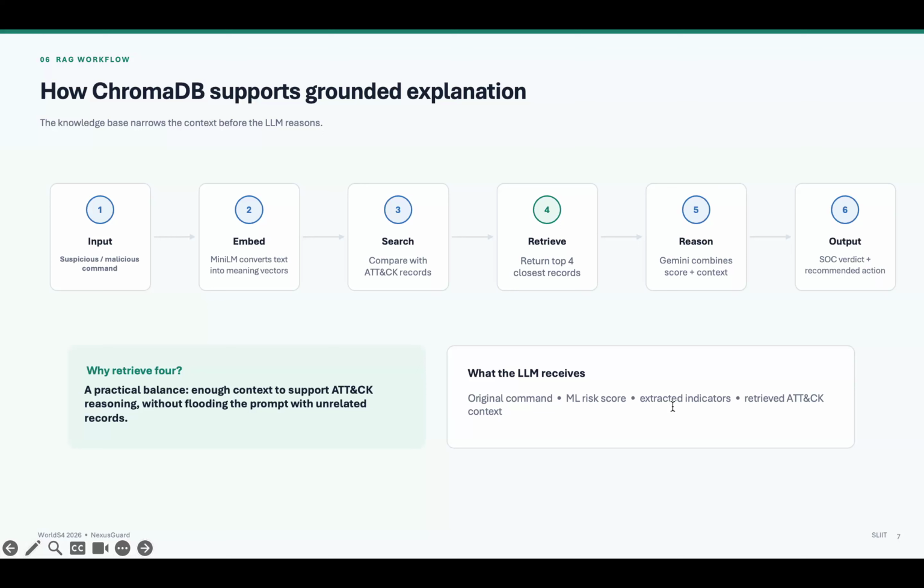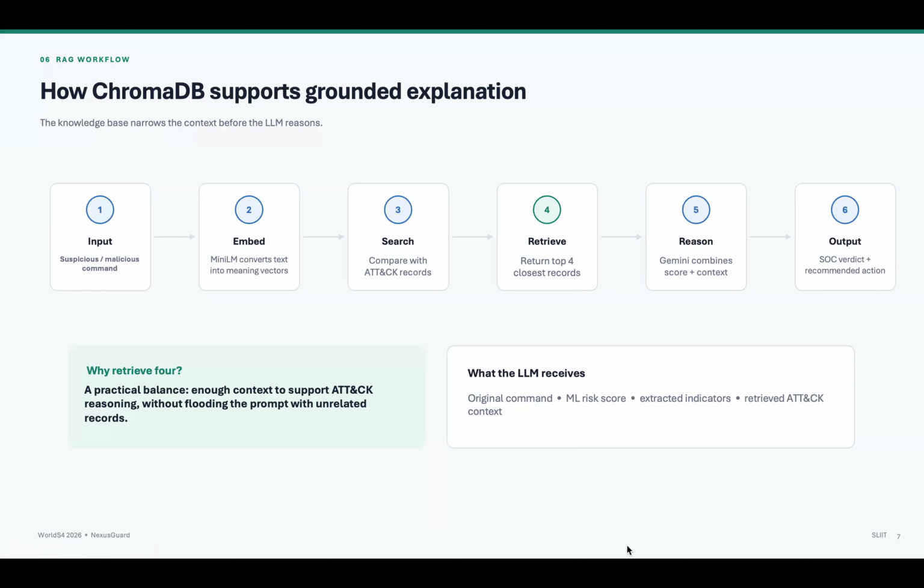One record may provide too little context, while returning too many records can introduce irrelevant information. We use Gemini, which receives the original command, the ML risk score, extracted indicators, and the attack context. Using those, it generates a concise SOC-related verdict explaining the observed behavior, a possible attack mapping, confidence information, and a recommended investigation action, which is a good opportunity for analysts in the future.